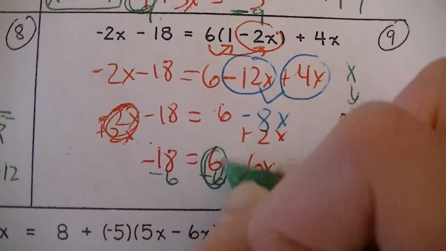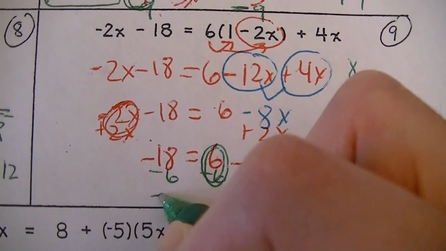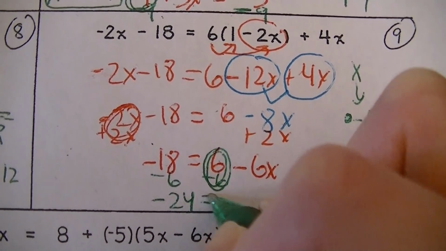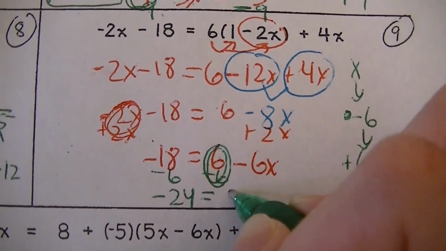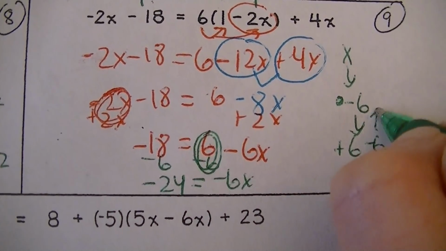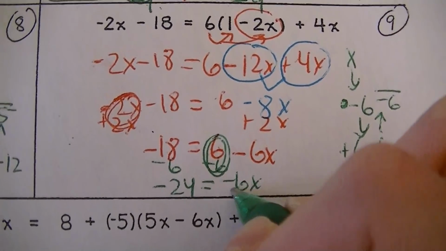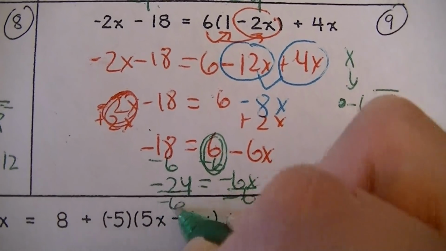6 take away 6 is 0. Negative 18 minus 6 is negative 24. And then bring down your equal sign and your negative 6x. Now that you've simplified it down to there, go back up. Inverse operation of timesing by negative 6 is to divide by negative 6. Do that to both sides of that equal sign, please.